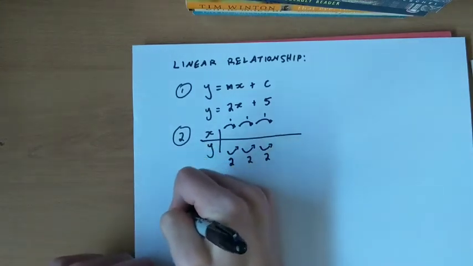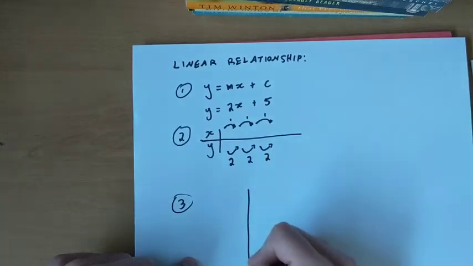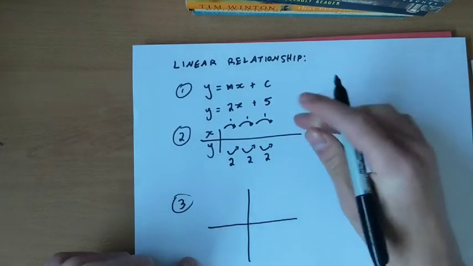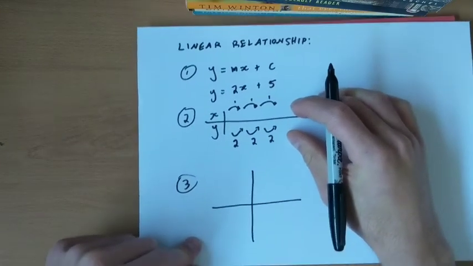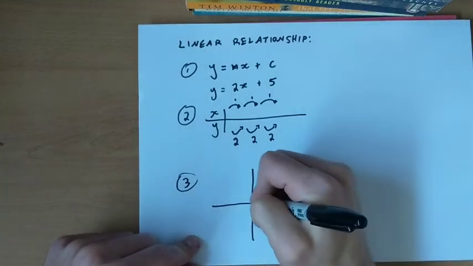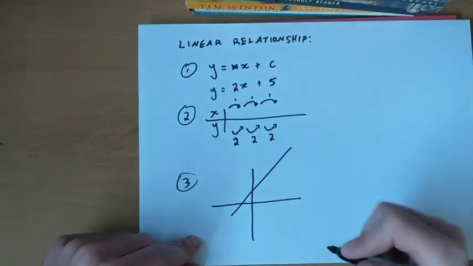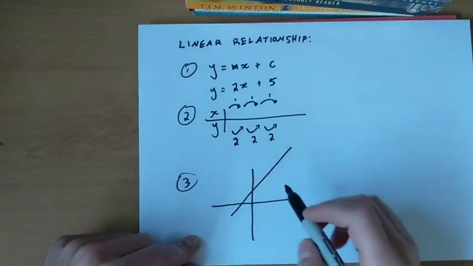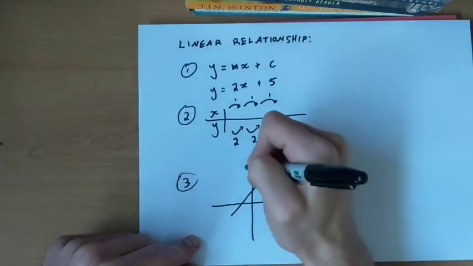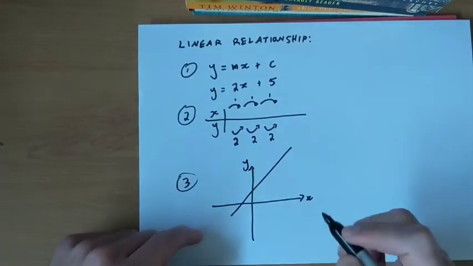And the third way that we thought about it was in terms of a graph, where if I plot these points from a table of values, and that gives me a straight line graph, then my two variables, x and y, are in a linear relationship.